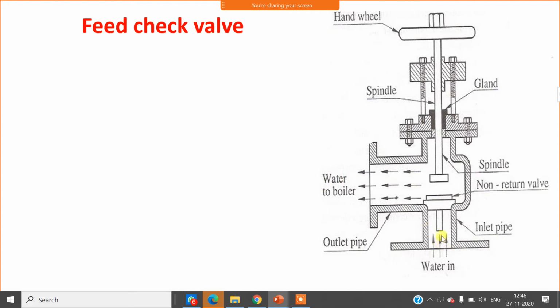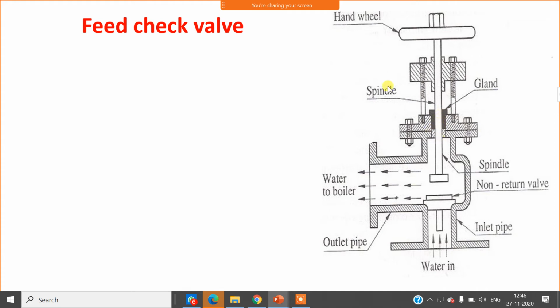Now it consists of the lower body, which again consists of cover, then yoke, spindle and gland. The hand wheel has a spindle which rotates inside the gland.